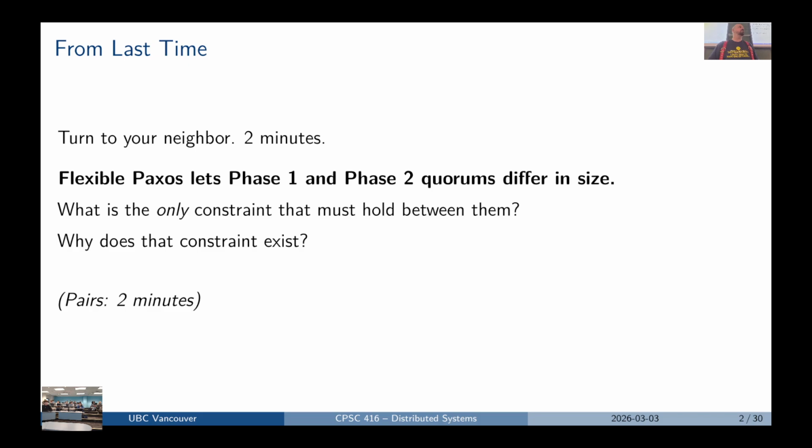Alright, so you had that conversation. Well, probably about 30% of people had that conversation. How many of you feel like you understood why you needed those two different quorums that will have an overlapping element, overlapping member? Anybody?